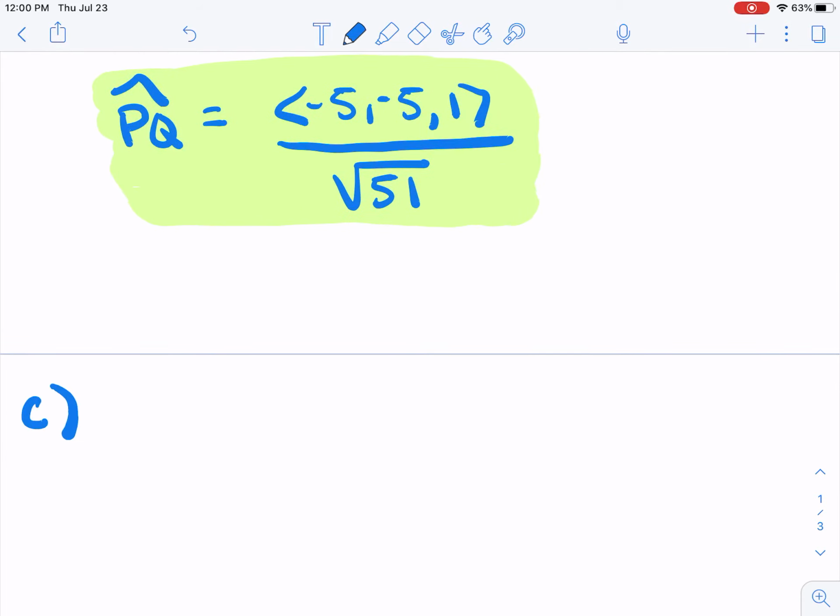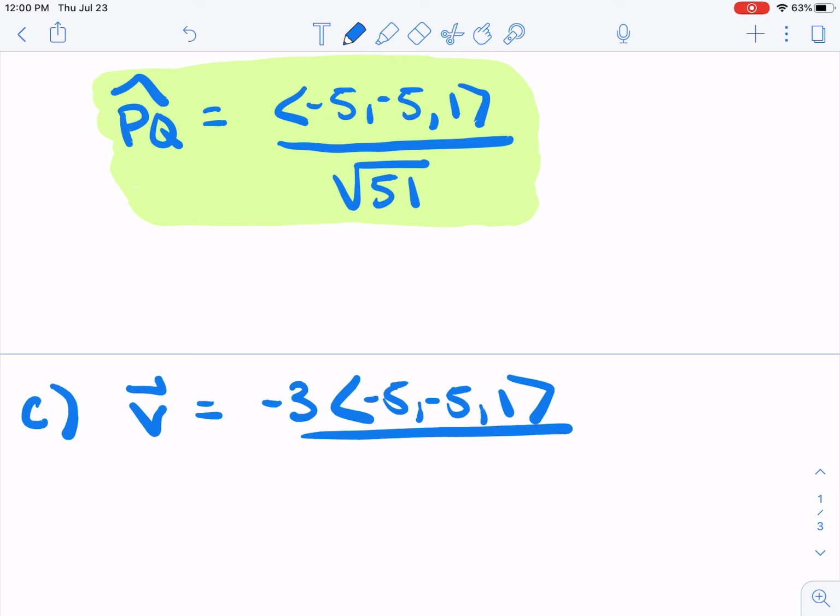The third part said find a vector pointing in the opposite direction with length 3. Well, to make it the opposite direction, we'll multiply by a negative 1. And to make it length 3, we'll multiply by 3. So take this same unit vector that we had, minus 5, 1 over the square root of 51. That part has length 1. So if we multiply by a negative 3, we'll get something with length negative 3.